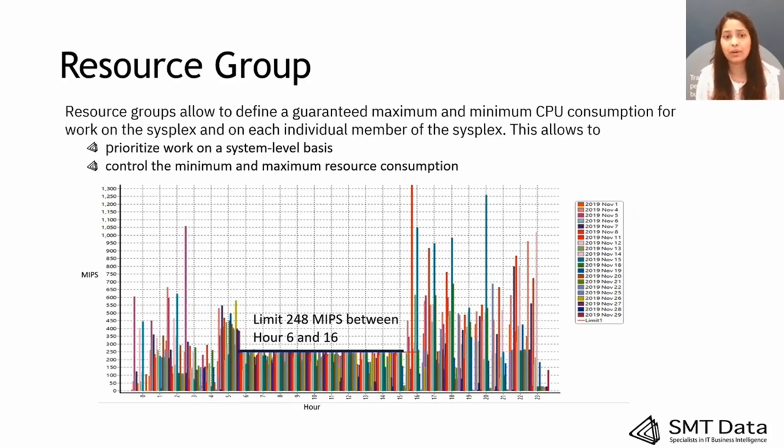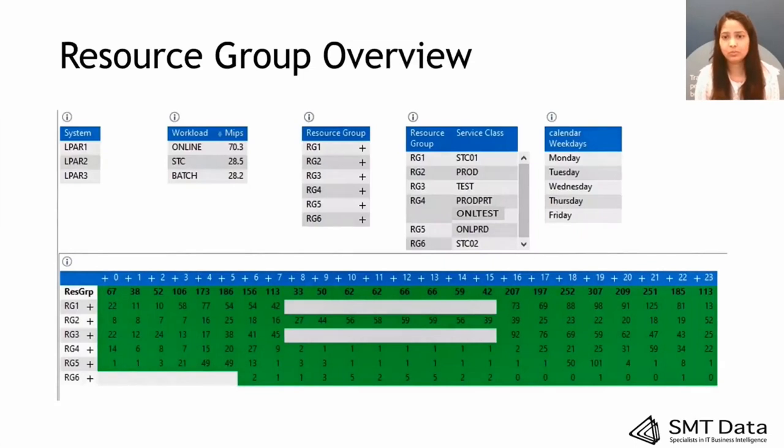If in your environment the test batch or the less priority batch is taking very high CPU cycles during online time, just think about the resource group. It will help you to give more capacity for online workload.